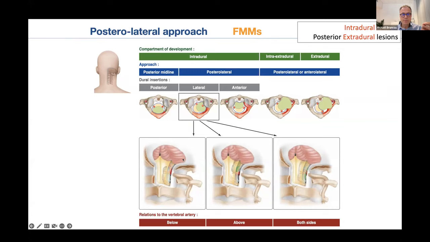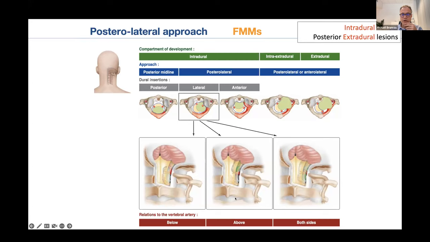with the vertebral artery. It's important to know that because, depending on the relation between the meningioma and the vertebral artery, you can anticipate the position of the lower cranial nerves. If the vertebral artery is above, meaning the tumor is below, then you can be sure that the lower cranial nerves are pushed with the arachnoid at the upper level of the tumor. It means the dissection is safer.